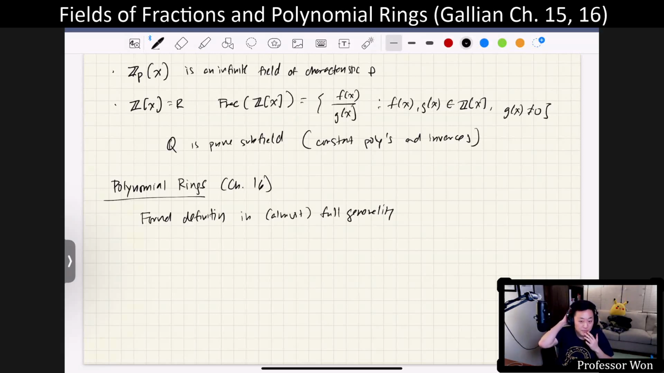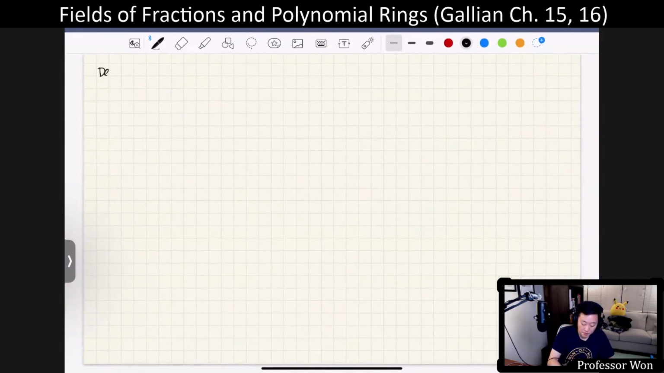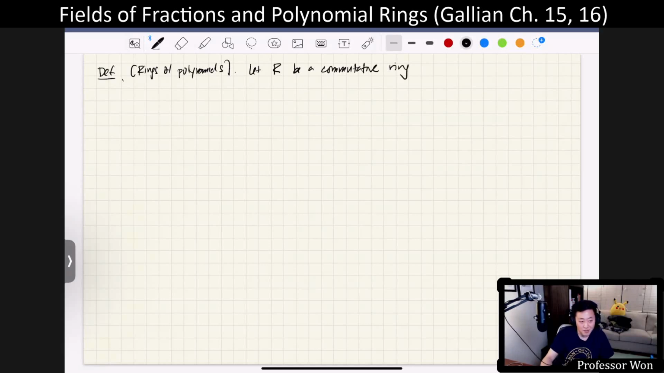Okay, so let's define a polynomial ring. So far, we've sort of been relying on our intuition for polynomials, but here's the definition of a ring of polynomials. Let R be a commutative ring. This assumption is why I'm saying we're defining them in almost full generality, because you can allow non-commutative base rings, but then you should actually define something a bit more general than what we're going to define here. So we're just sticking to the commutative case. We're about to define commutative polynomial rings.